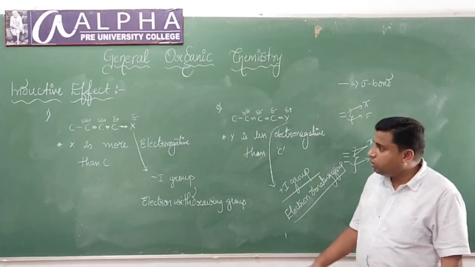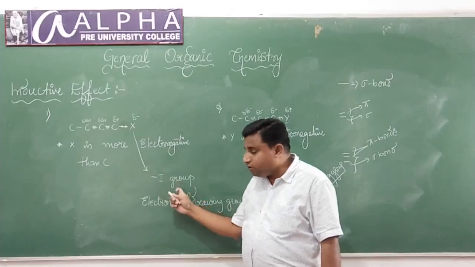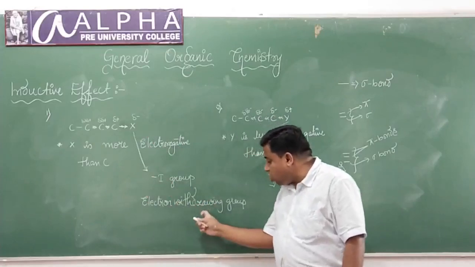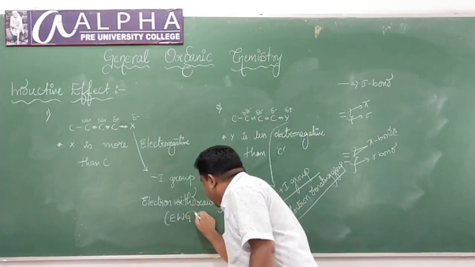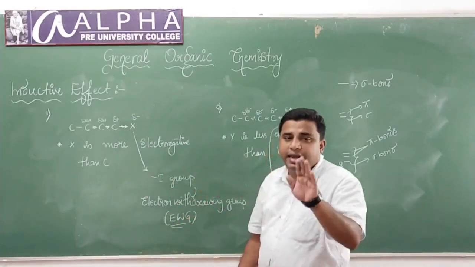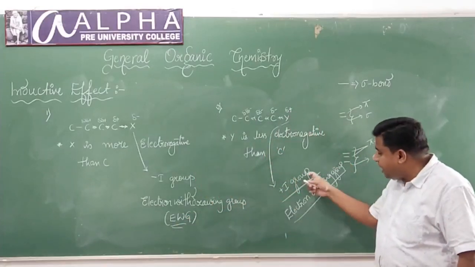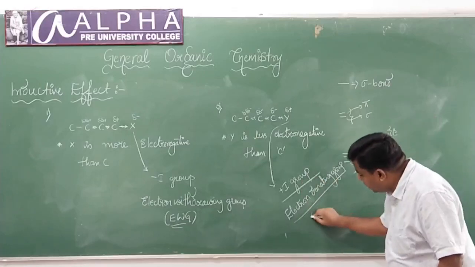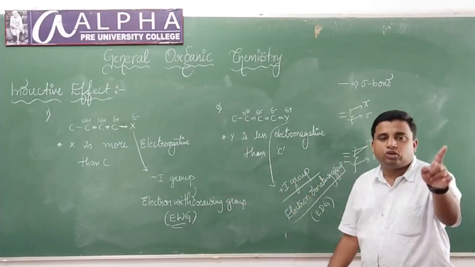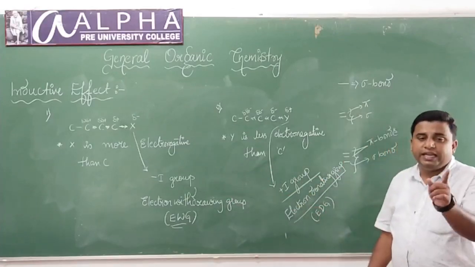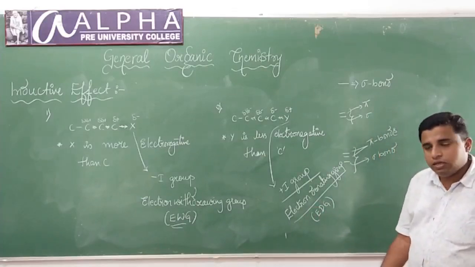I hope you understood. So what is the group? Why is X called so? X here is a negative group, minus I group, or electron withdrawing group. I'll denote this as EWG. Wherever I use EWG, you should note that it is electron withdrawing group. What is Y called here? Y is plus I group or electron donating group, and I'll denote this as EDG. So wherever I use EWG, electron withdrawing group, wherever I use EDG, electron donating group. Simple. Any doubts?